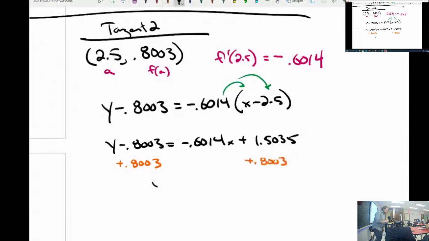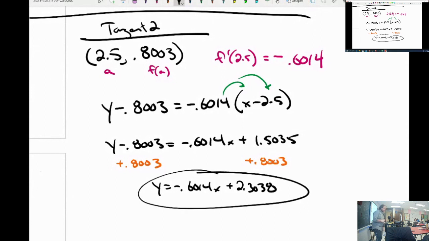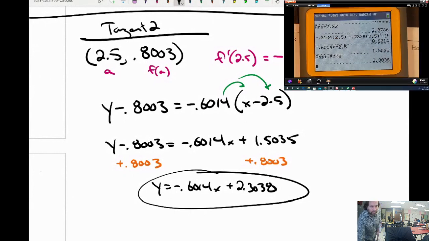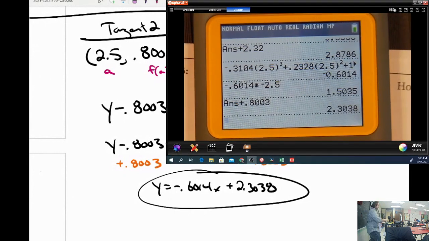And we'll get the equation of the line, negative 0.6014x plus 2.3038, like that. Just working that out on the calculator. What's really groovy about this is that if you now go and plug this into your calculator, you should be able to see both those tangent lines intersect at the exact same point.